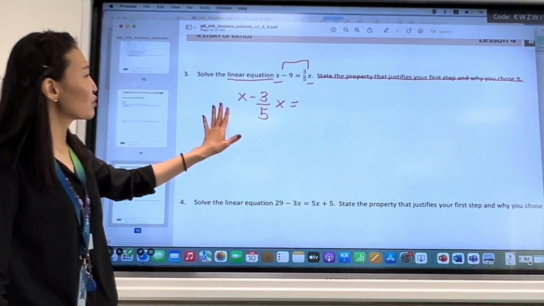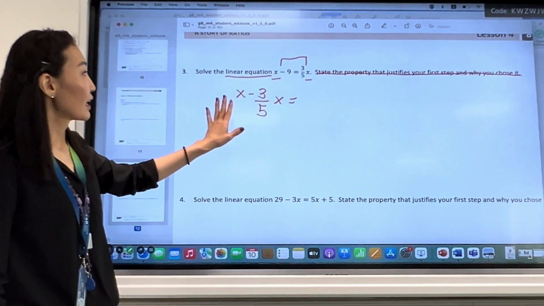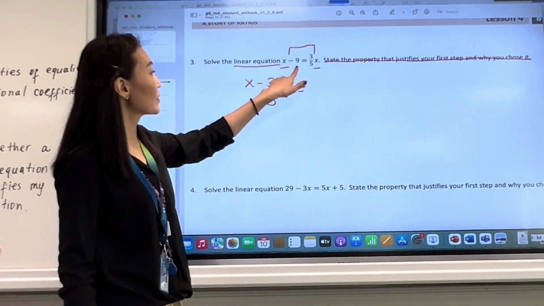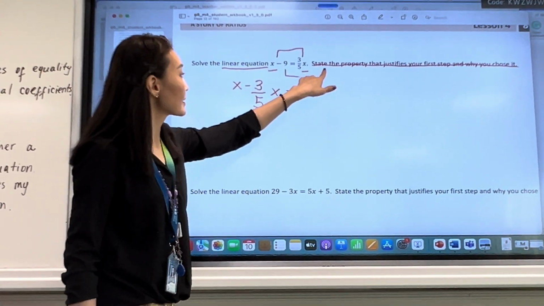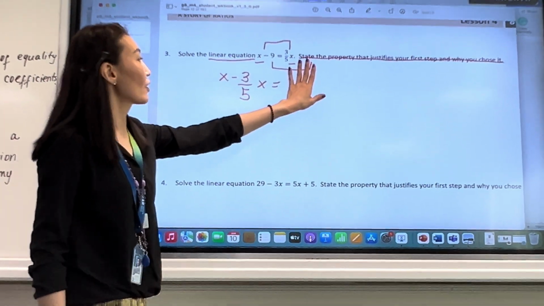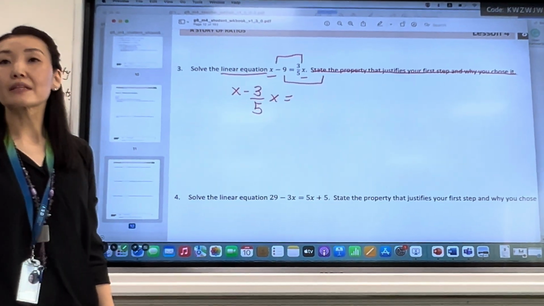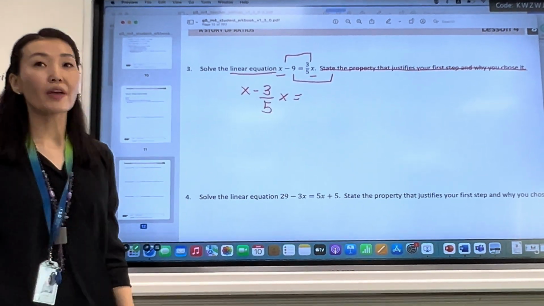Right. So what do I do next? Alina, tell me. What do I do next? I need to bring this number to the other side, right? Okay. So I need to bring this to the right side. So when I do that, what should I write here on the right side? What do I write? Minus 9, or is it positive 9?